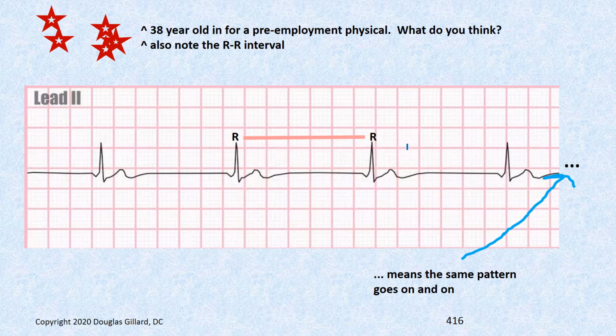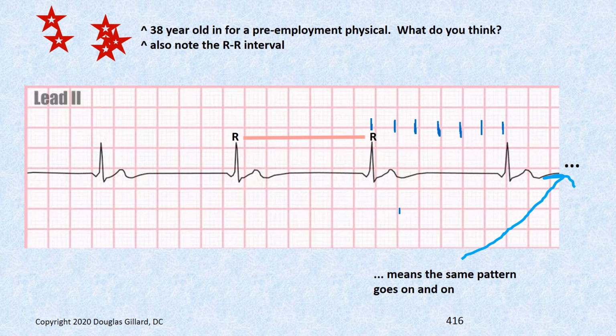Well, it's a little slow, right? And we'll just really quickly, and if you don't know this rule, you need to know it. Every big box, like if the next R wave was here, that would be a heart rate of 300 beats per minute. If it was here, 150. If it was here, 100. If it was here, 75. If it was here, 60. If it was here, 50. So anything under 60 is a bradycardia. So we do have a slight bradycardia going on here.